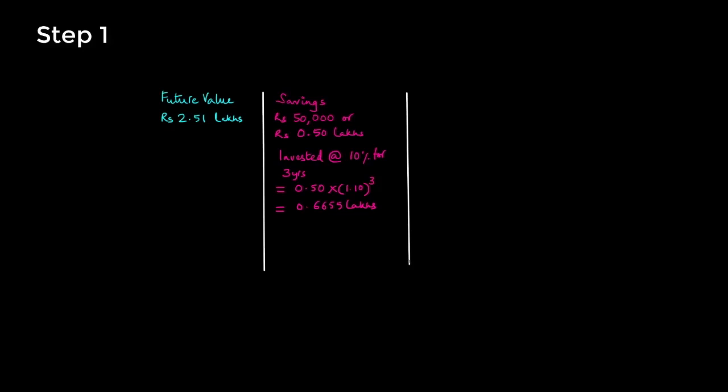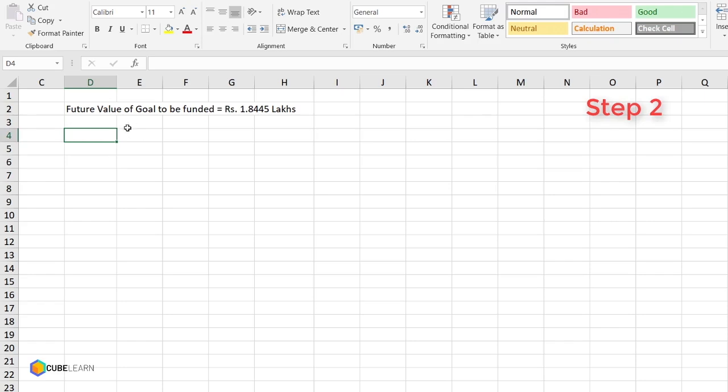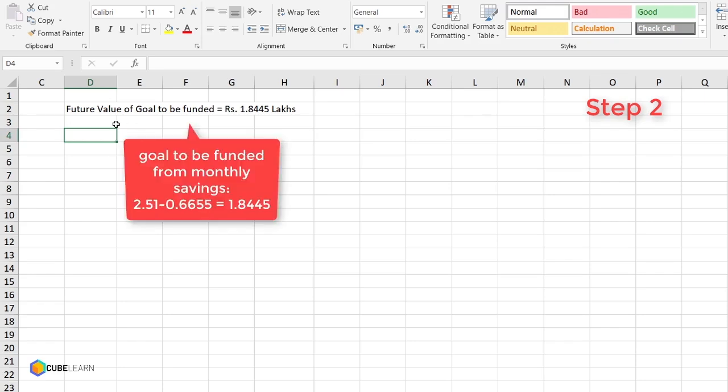So we take the future value of the goal at 2.51 lakhs and remove the amount which will be coming from the balanced fund corpus, which is 0.6655 lakhs. Once we subtract, the goal that needs to be funded from monthly savings is 1.8445 lakhs or 1,84,450.